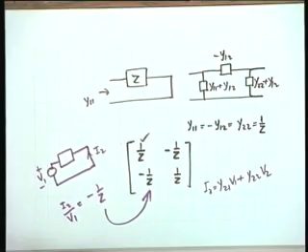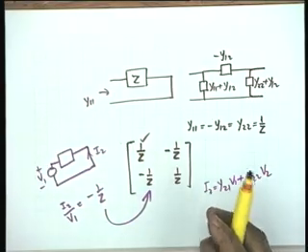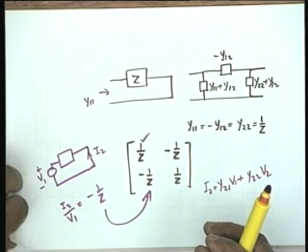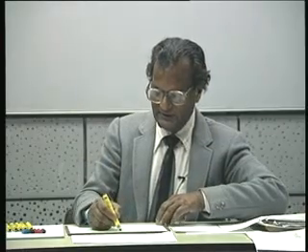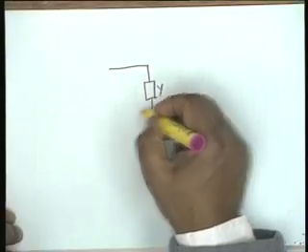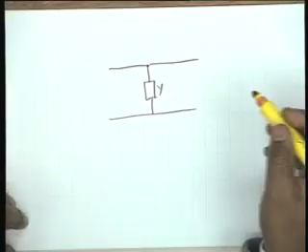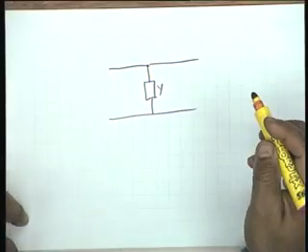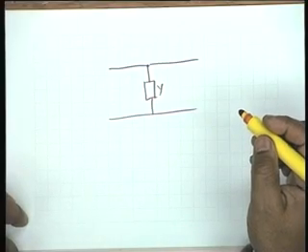Alright. These are extremely simple examples, but ticklish, particularly when the parameters do not exist. For example, for the other network, obviously Y parameters would not exist. Why not?